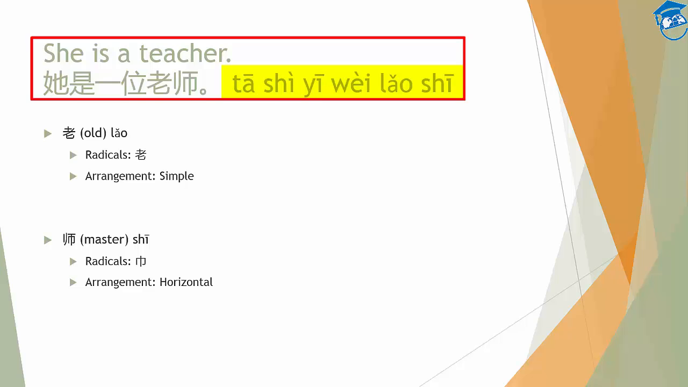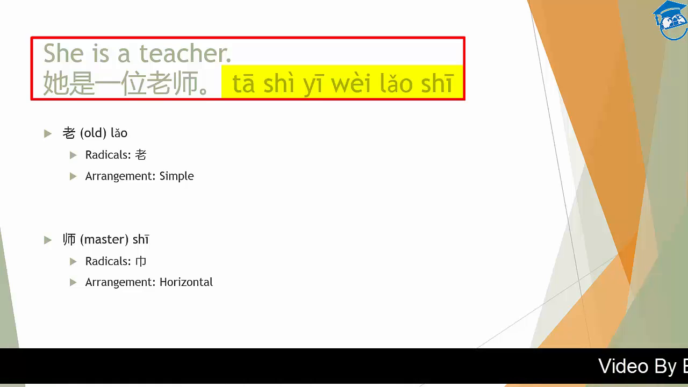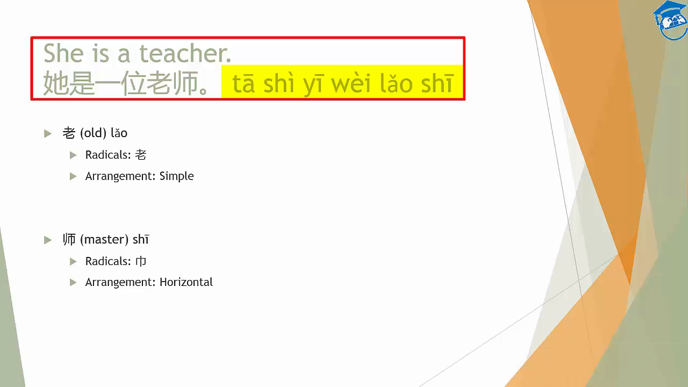她是一位老师. And again, in Chinese culture, a teacher is a very respected profession. So for that, you'll have to use 位 to address a teacher. Okay? So the two new words denoting teacher, 老师. So 老, it means old. You'll learn more about this in the future lessons. And this is the pinyin, and the radical is itself, so the arrangement is simple.